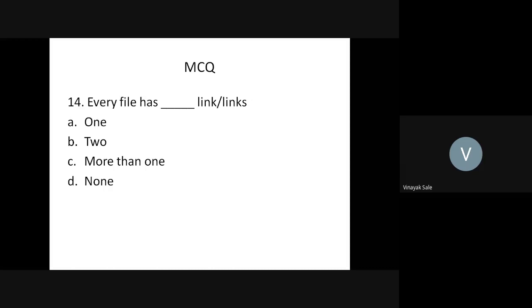Then every file has a link or links: one, two, more than one, or none. Every file has more than one link.